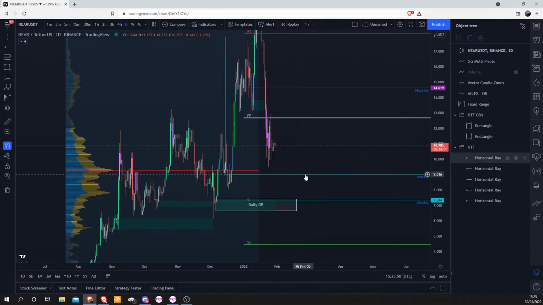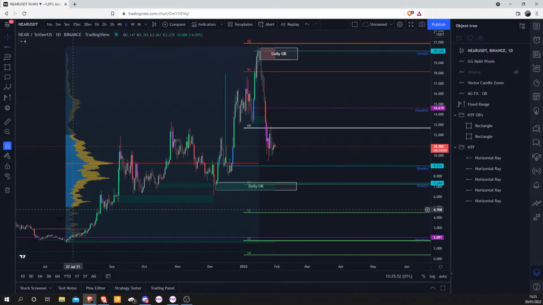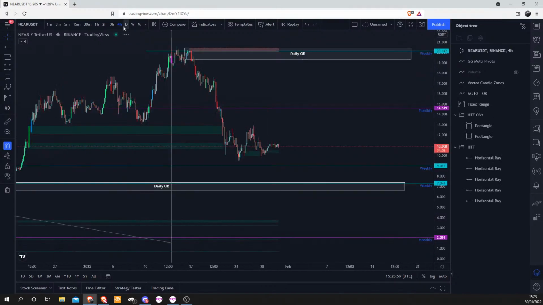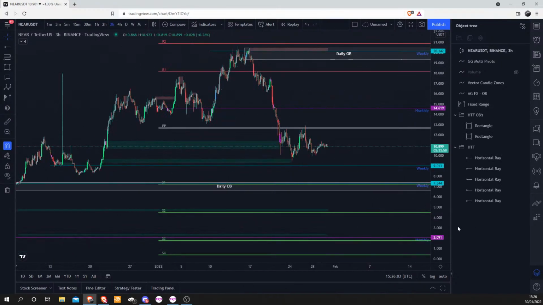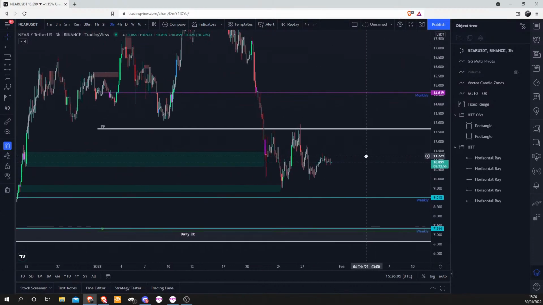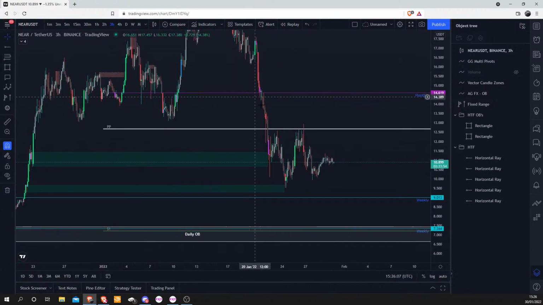Like this uptrend. We've got the point of control. If we had a 4-hour order block there, you can see the respect they get. Like in the downtrend, where do we stop? 3-hour order block. Simple as that.